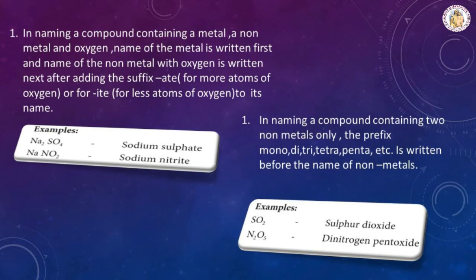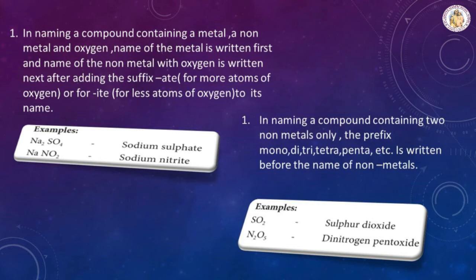So sodium sulfate. Next, in sodium nitrite, sodium is the metal and nitrogen is the non-metal with 2 oxygen. So we are writing sodium nitrite because here the nitrogen has less number of oxygen. So we are using the suffix ITE.